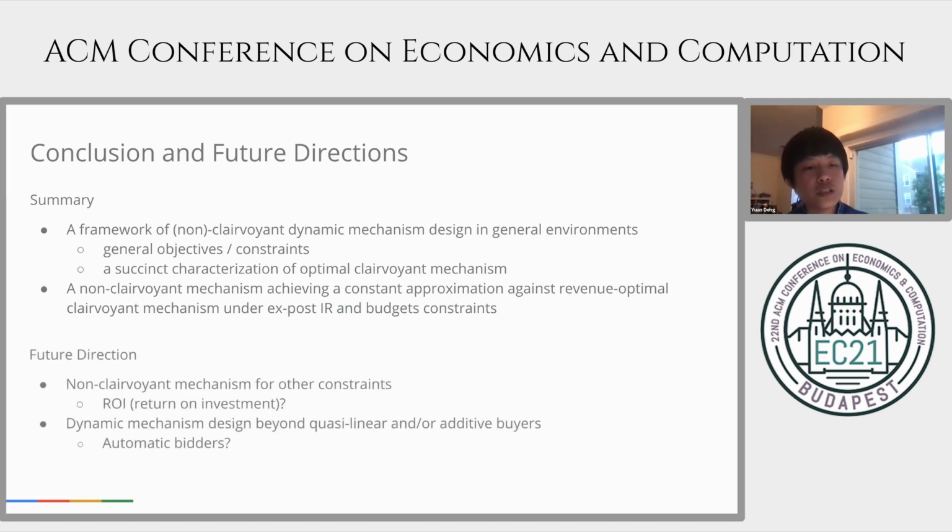As for future directions, it will be very interesting to design non-clairvoyant mechanisms for other constraints, for example, ROI constraints. And moreover, it would be an intriguing open question to consider dynamic mechanism design beyond quasi-linear or additive utilities.